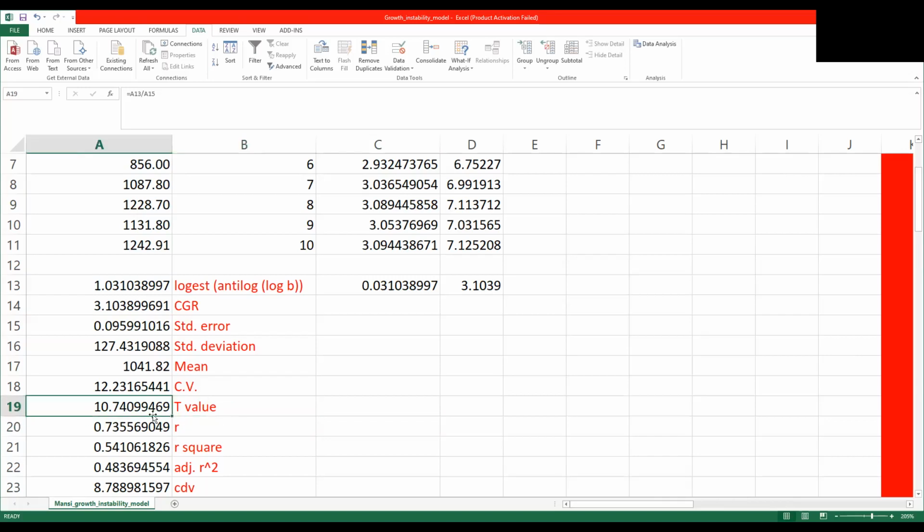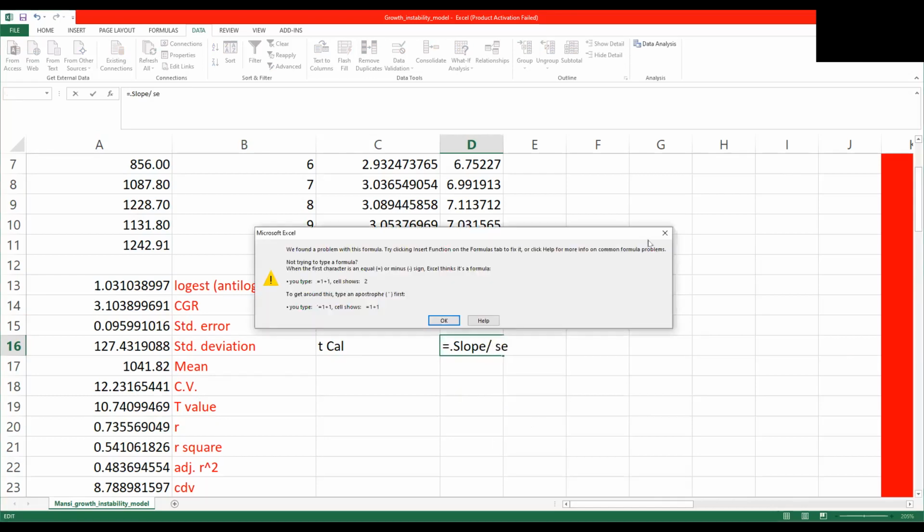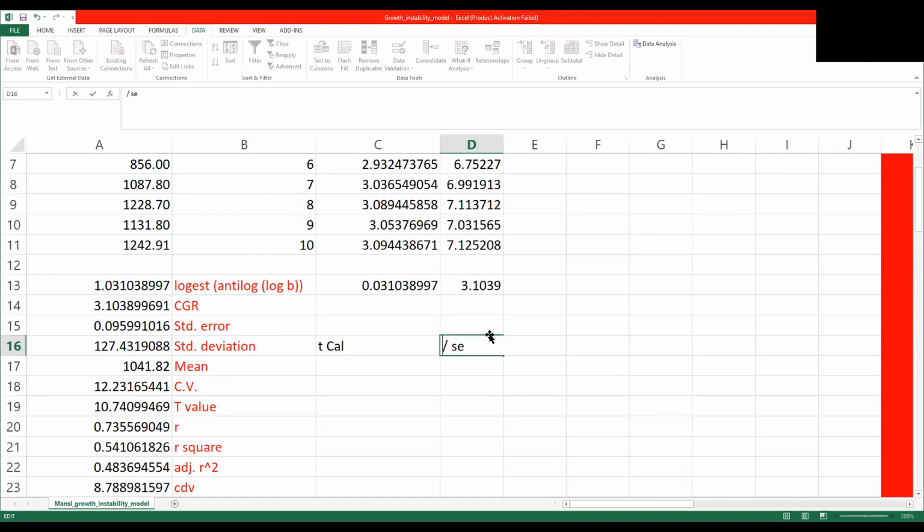So now let us see whether this is significant or not, even though this is the wrong way. Now you understood, right? The calculated t-value, t-cal, is equal to the slope coefficient divided by the standard error. So this will help us in getting the t-value.